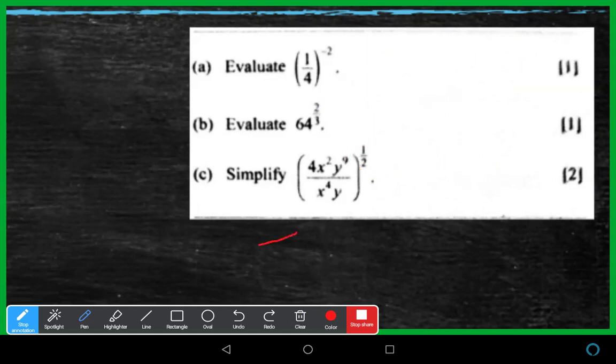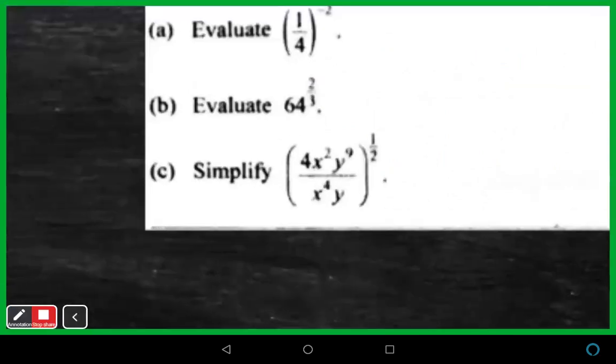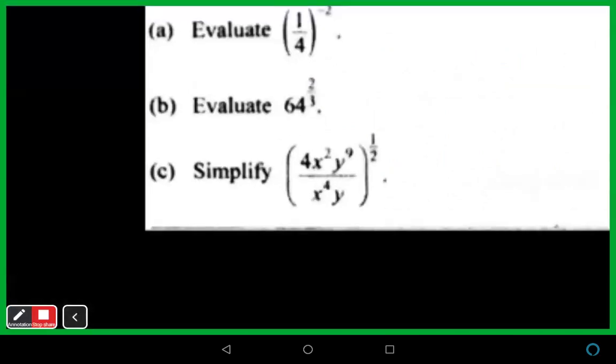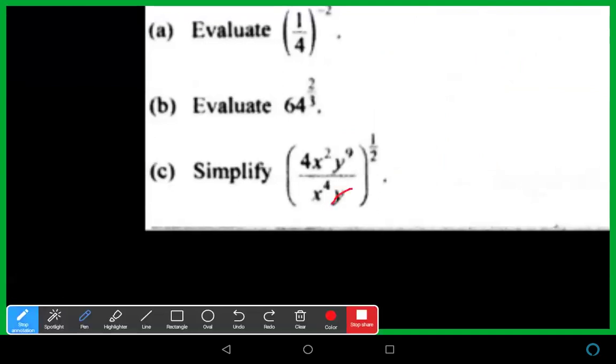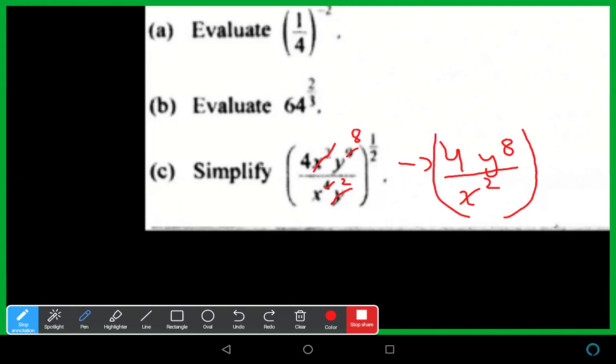You can see 4 x squared y to the 9 divided by x raised to the power 4 y, and the whole power is 1 upon 2. So I can cancel out the x. It will become y to the power 8, and x squared is cancelled. So we don't need to write x again. It will become y8 because we have cancelled 1 y. And in the denominator, we have x squared because we cancel 2 x. The y is also cancelled, so we don't need to write y. And the power is equal to 1 upon 2.